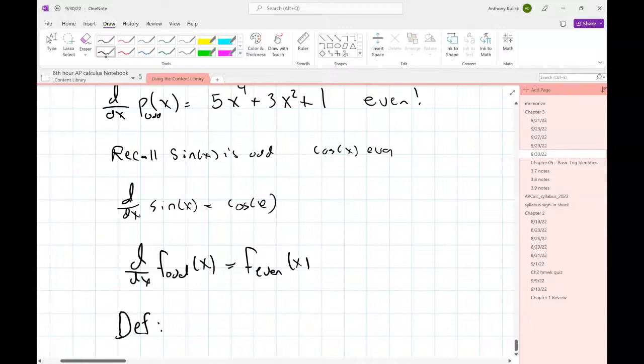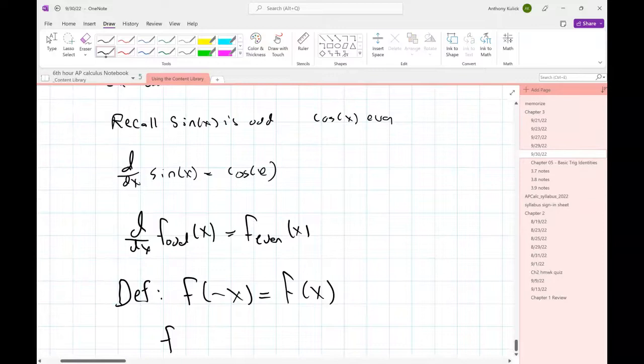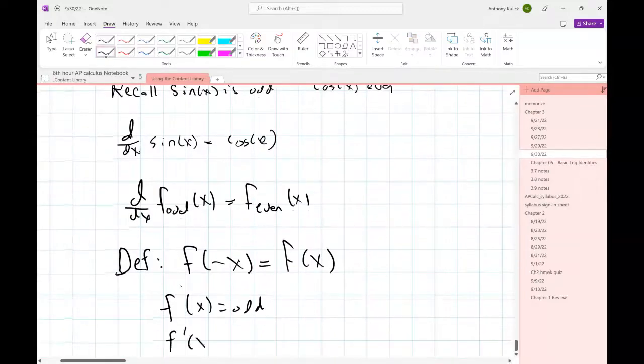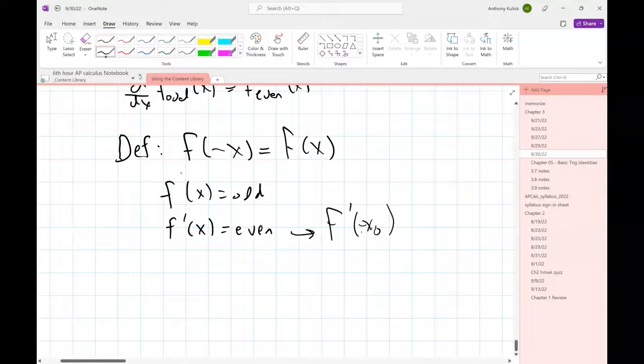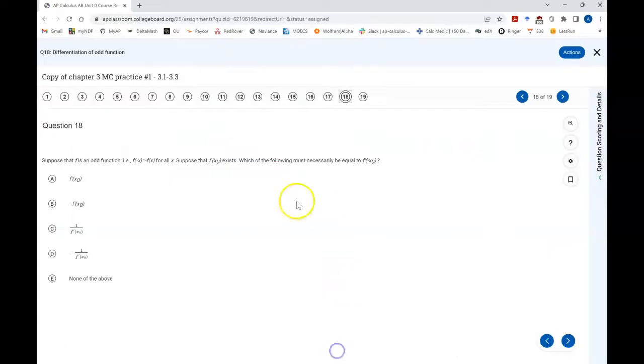So my definition of an even function was this. So for my problem, if f of x is odd, f prime of x should be even, which says then that f prime of negative x naught should just be f prime of x naught, which is what I'd want to pick here, response A.